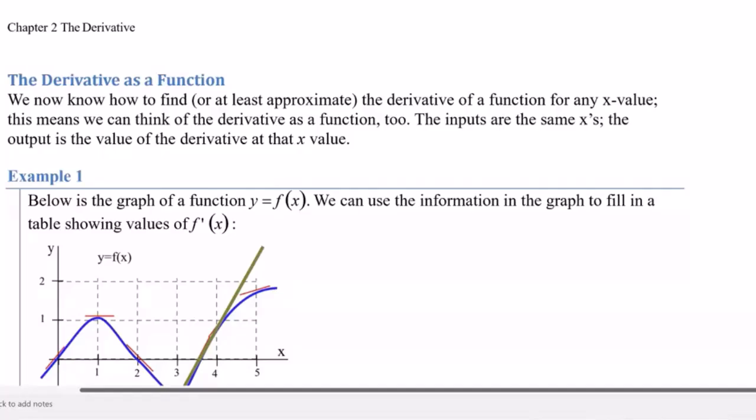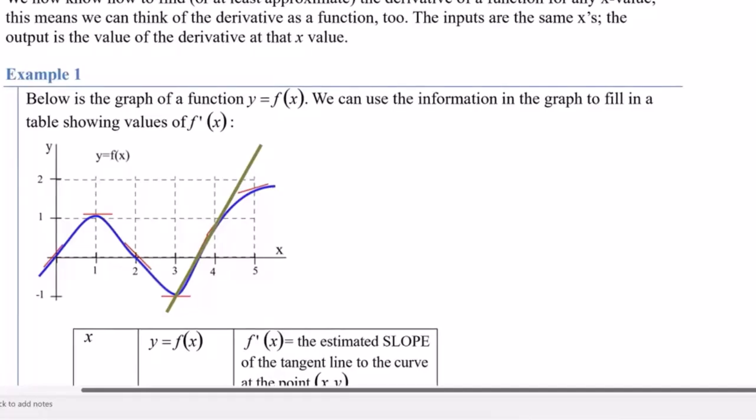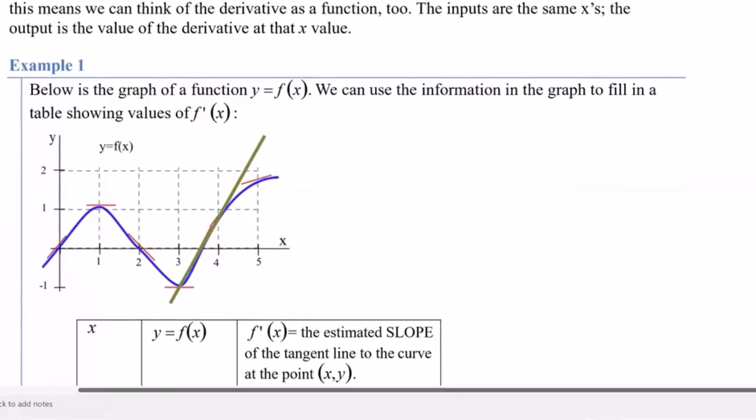The inputs are the same x's, and the output is the value of the derivative at that x point. So let's look at this example. We have this graph, y equals f of x. They're not telling us what the function is. We can use the information in the graph to fill in the table below, showing values of f prime of x. Remember, f prime of x is the derivative of the function, which is the same as the slope of the tangent line.